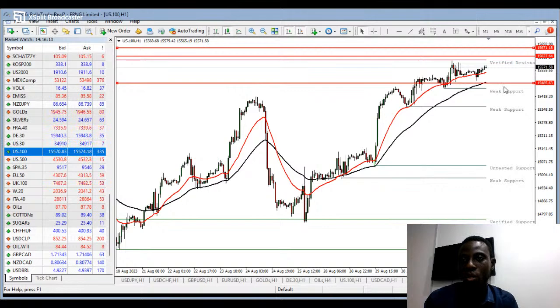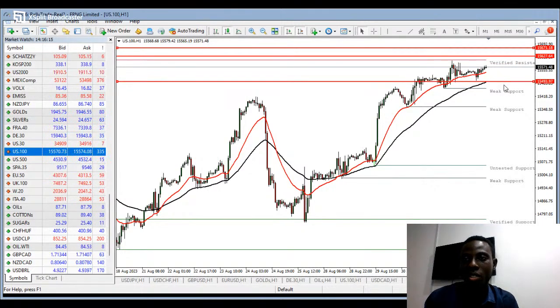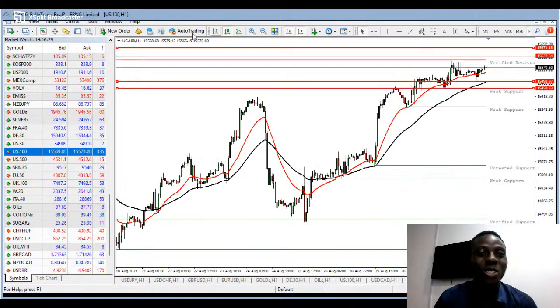US 100 buy stop. Okay, I'm coming. Also set this to 0.01. Now, even Prophet is using 0.01. Well, it's just to be safe. It's for you to be safe. Okay, so buy stop 0.01.